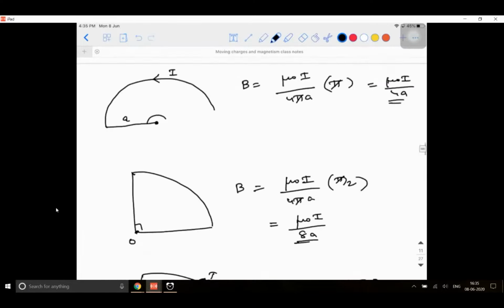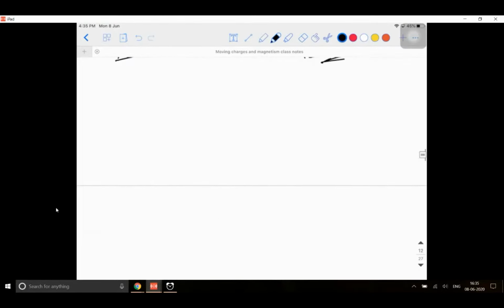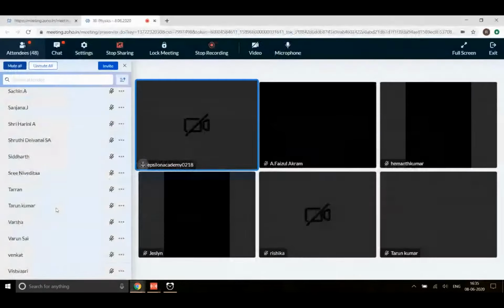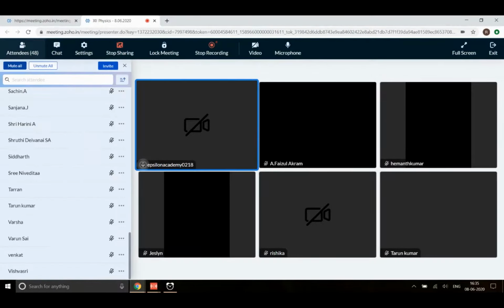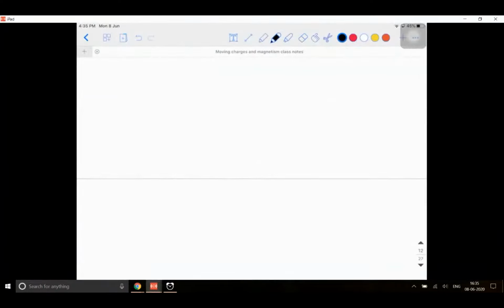Okay. So let's frame our own questions. Now what I'm going to do is a combination of the linear and the circular motions. So I'm going to make a combination of linear and circular motions. You have to find the magnetic field due to the system at a given point. So let's see what it is.